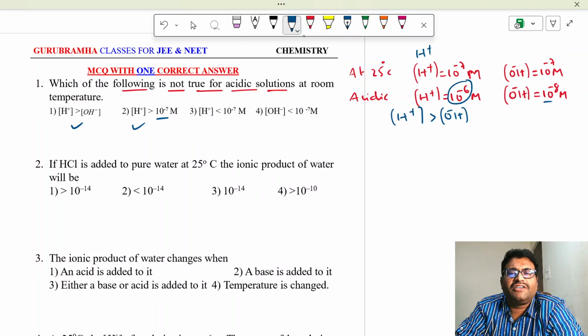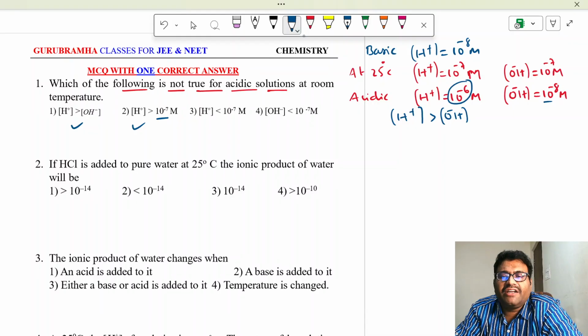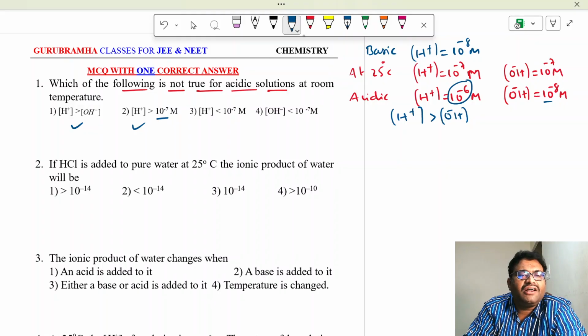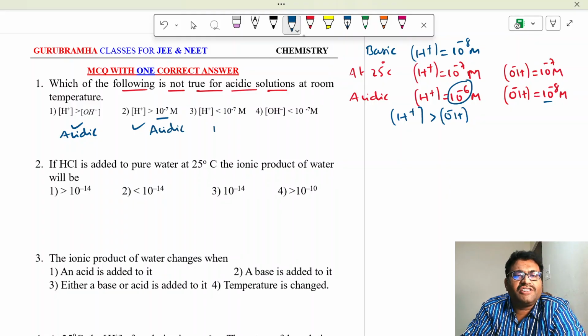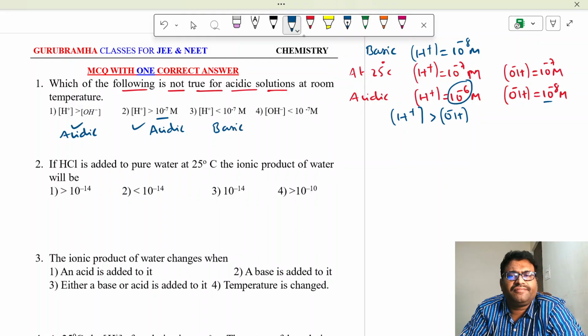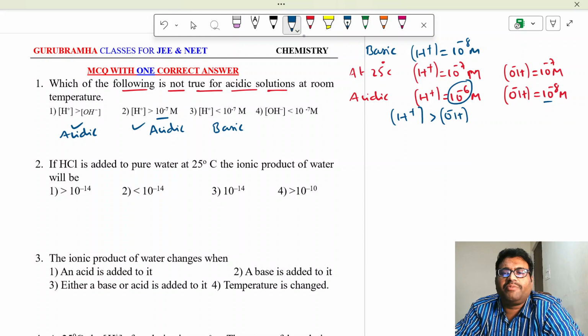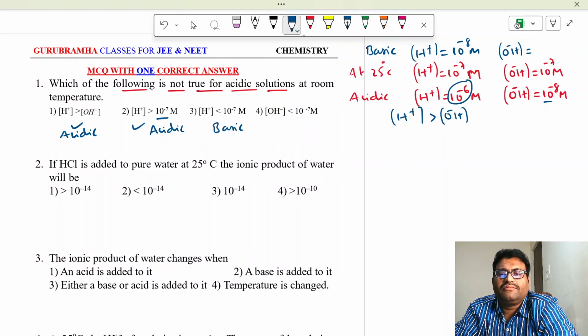If H plus ion concentration is equal to 10 power minus 8 M, then what solution will that be? Basic solution. If H plus ion concentration is less than 10 power minus 7, then this is basic, not acidic. So for OH minus ion concentration with H plus at 10 power minus 8, the product should be equal to 10 power minus 14. So 10 power minus 8 into what gives you 10 power minus 14? 10 power minus 6 molar gives you 10 power minus 14.